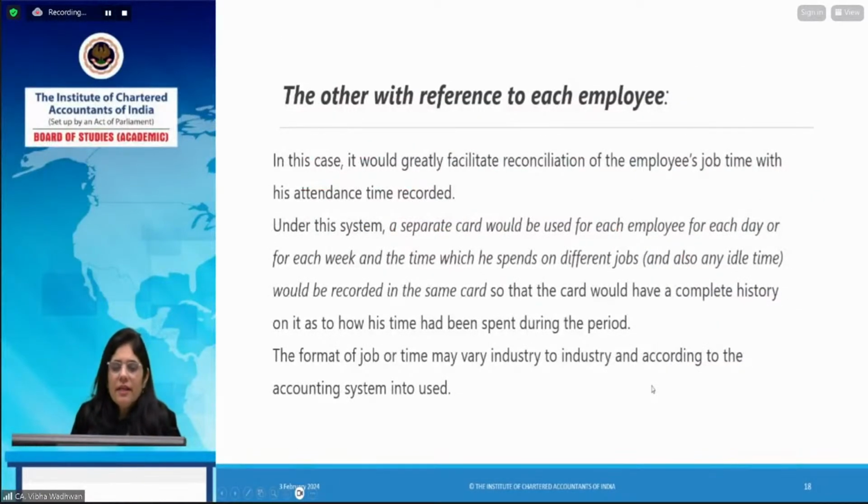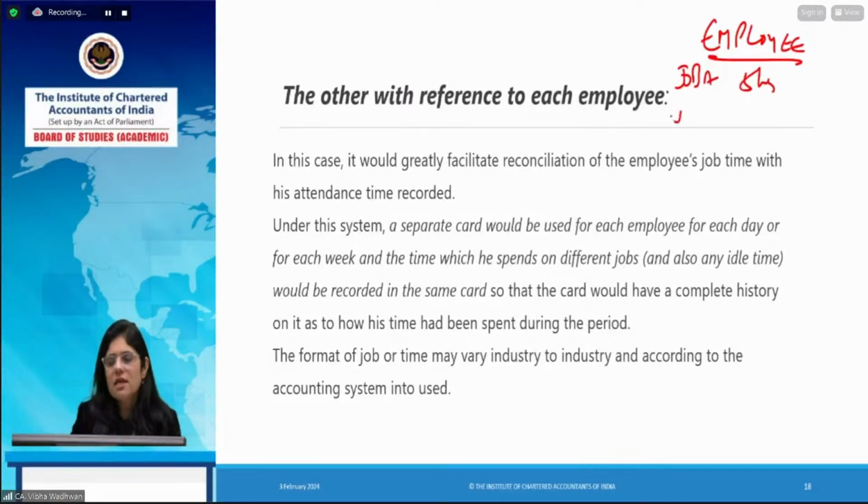So the other approach is with reference to each employee. We will make an employee card. In the employee card, you will get all the details of the employee. That in job A, he has worked for 5 hours. Job B, he has worked for 3 hours. So whatever time the employee is spending, you can judge all of it in the employee card. So it will facilitate reconciliation of the employee's job time with his attendance time.